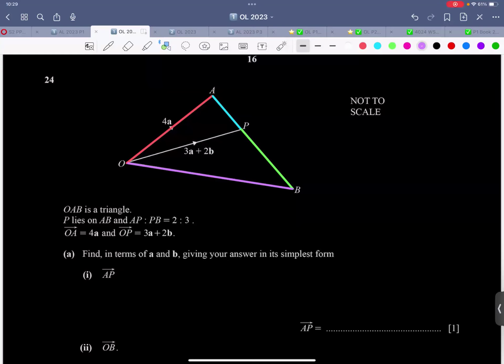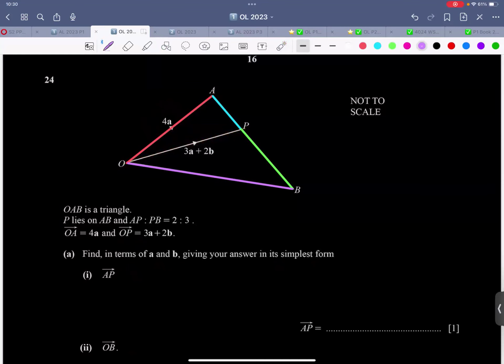And then I'm leaving OP in white as it is. Now the question says OA is 4a, that we can see, and OP is 3a plus 2b. Find, in terms of a and b, your answer in its simplest form, AP and OB. So AP is what we are looking for.